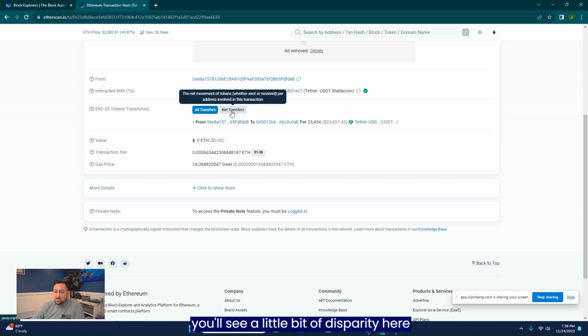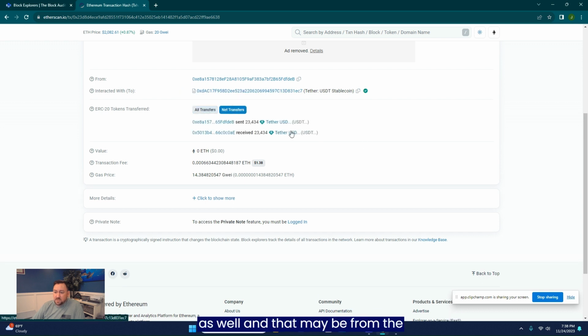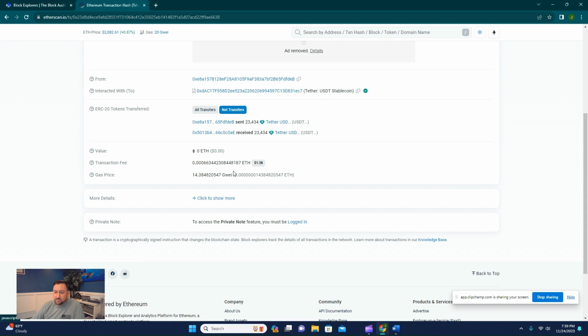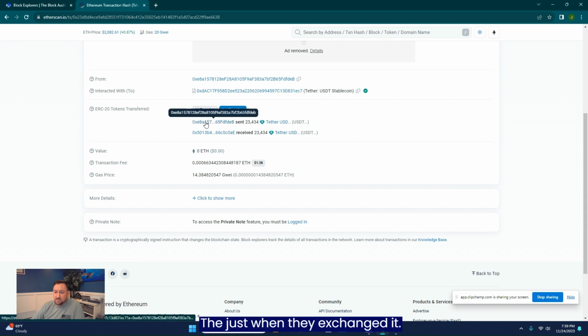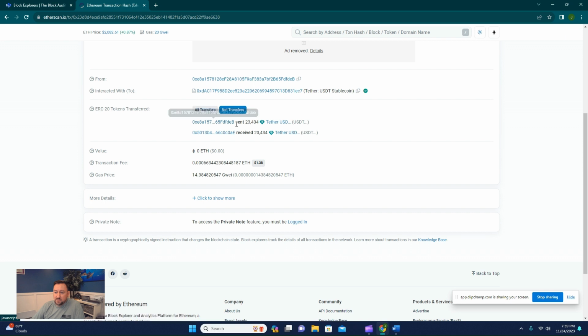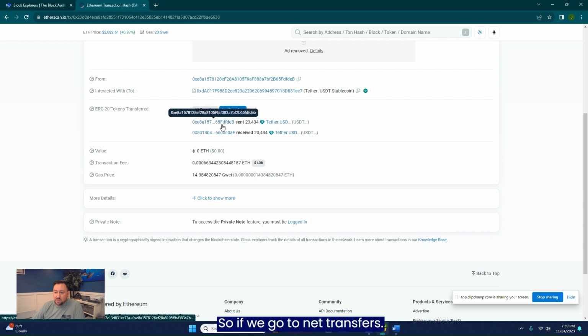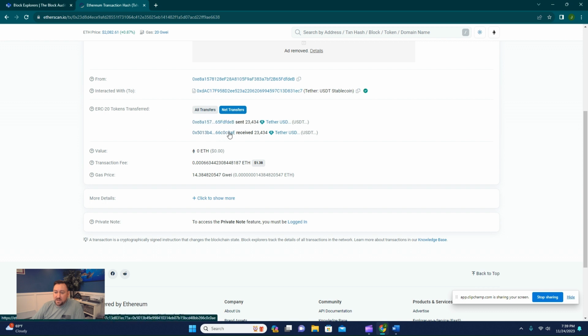23,434. So if we go to net transfers, that breaks it up a little bit so you can see a little easier what's going on here. You have the 23,434 being sent from that wallet address, the 0xE8A address, and it's received by this address. So if we're trying to trace this, that's where we're going to go.